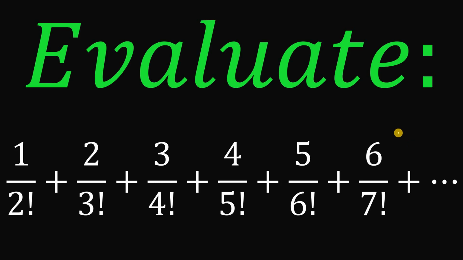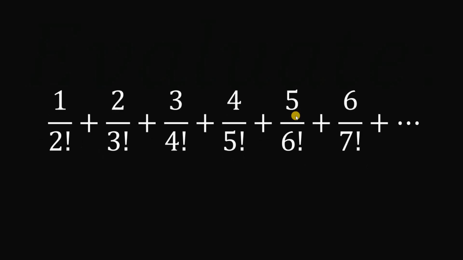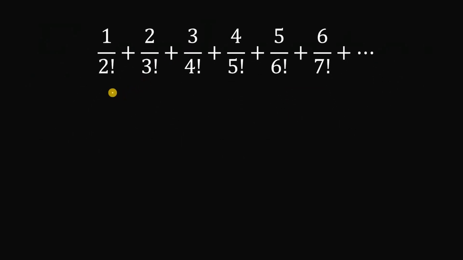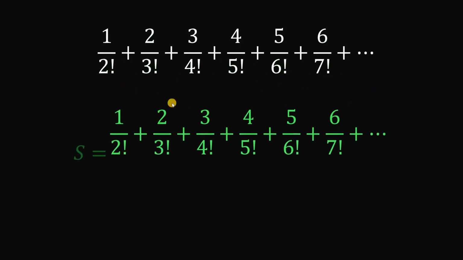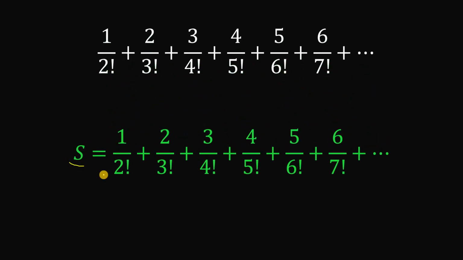Now, suppose you paused this video. Let's see if you got the correct answer. Our goal in this question is to evaluate this expression, 1 over 2 factorial plus 2 over 3 factorial, and so on and so forth until infinity. To answer this question, let's call this expression S, wherein S is the sum of this expression until infinity.